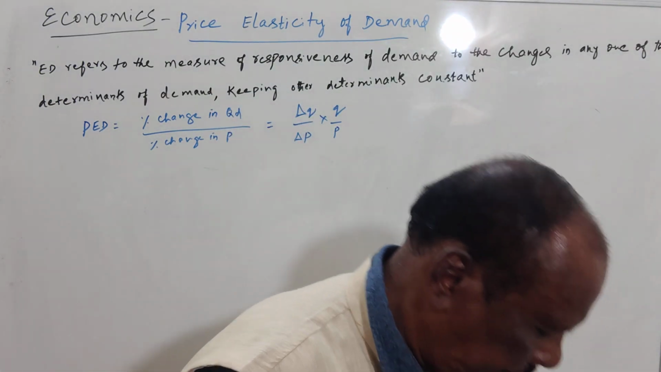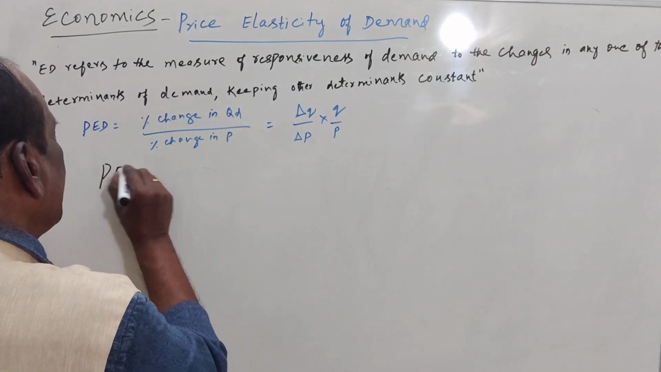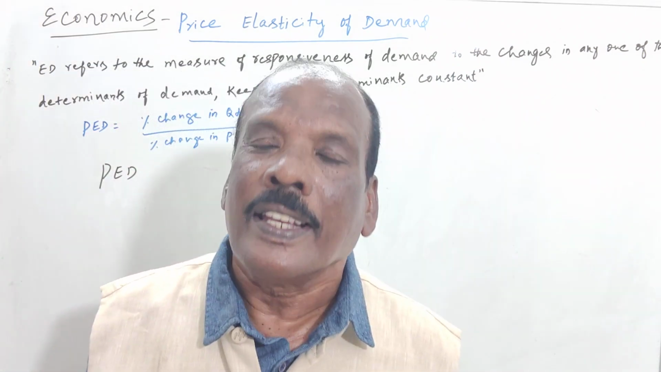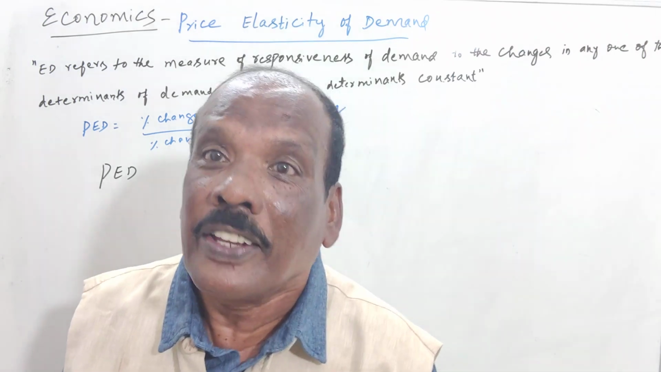One, PED, that is price elasticity of demand. Price elasticity of demand, that is the measure of responsiveness of demand to the changes in price of a commodity.